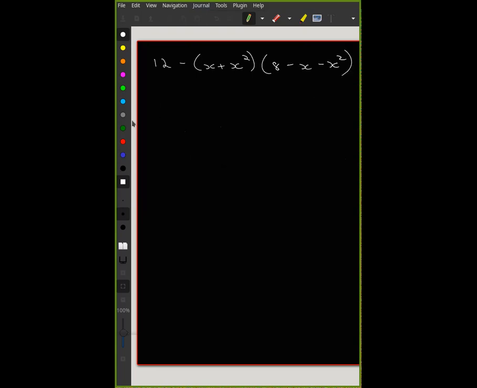Do this one: 12 minus (x plus x squared), 8 minus x minus x squared. Slightly different question. Try to solve it on your own first. I'll give you a hint. Let x plus x squared be equal to a. Take this and then solve further.